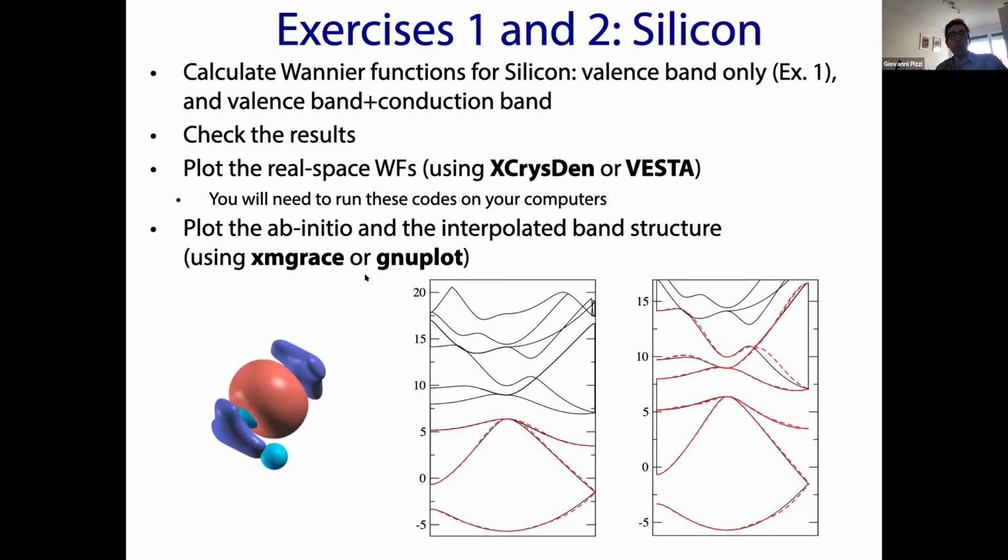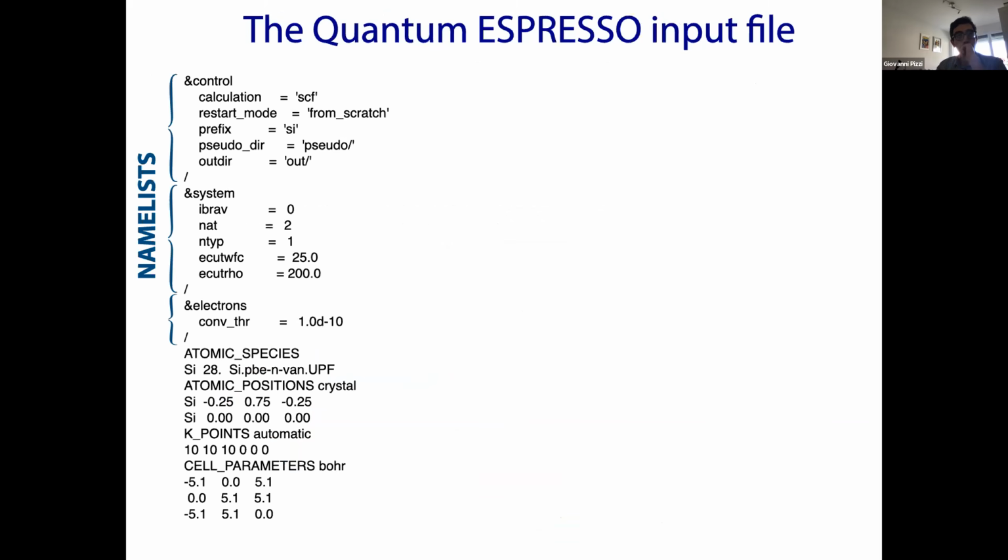If you have the possibility to install these codes, and in particular the 3D visualization software, on your computer, that's better, because then things are faster. Just copy the files to your computer, and you can do the 3D plots, because this will not be easy to do directly from the supercomputer.